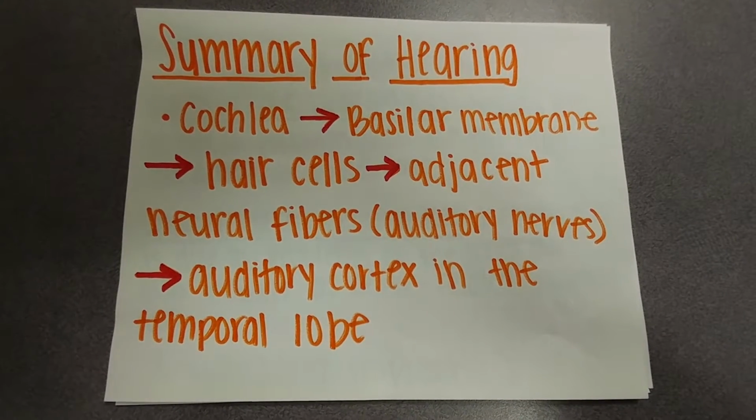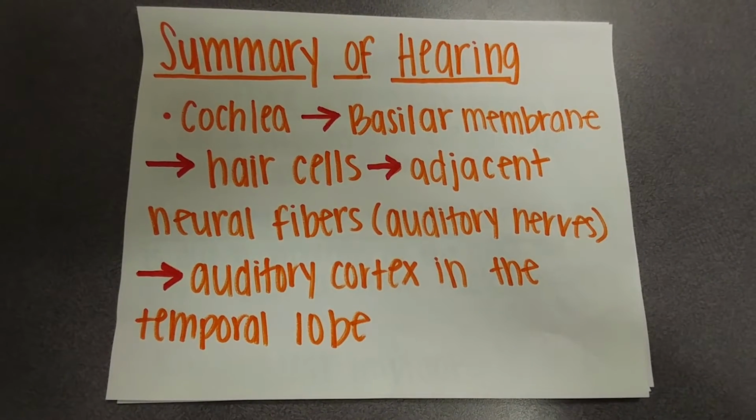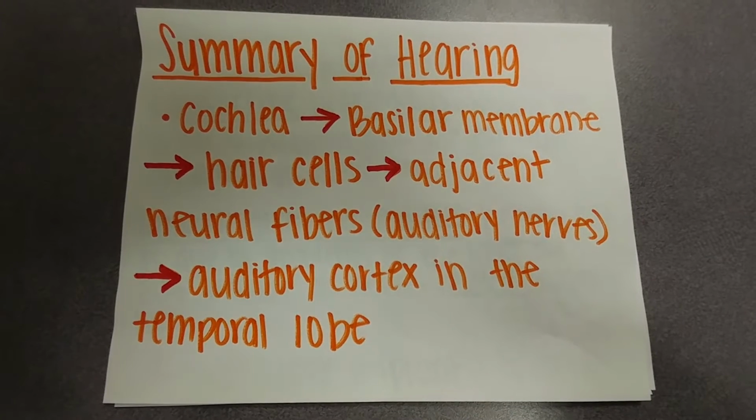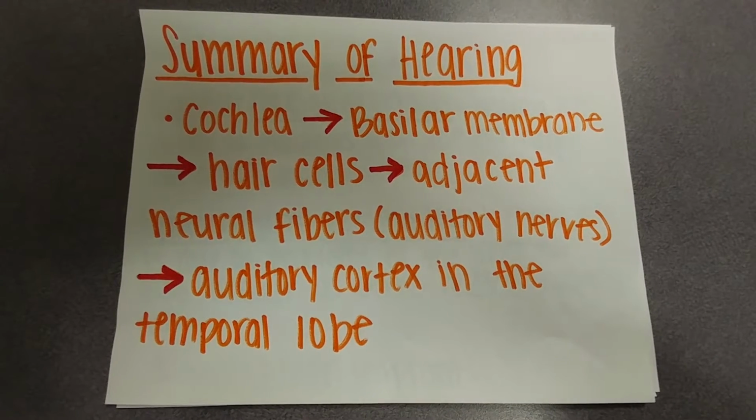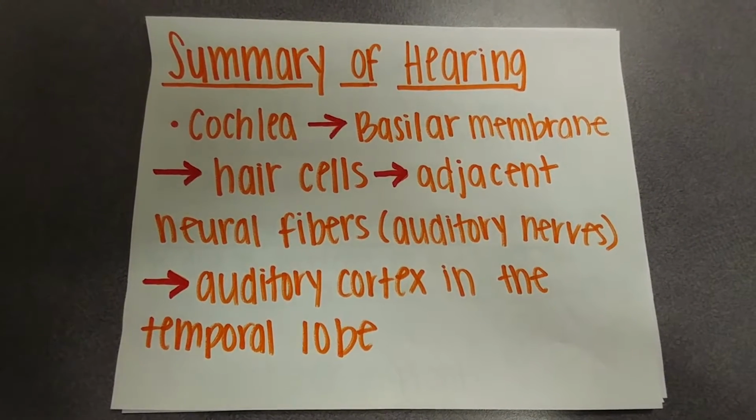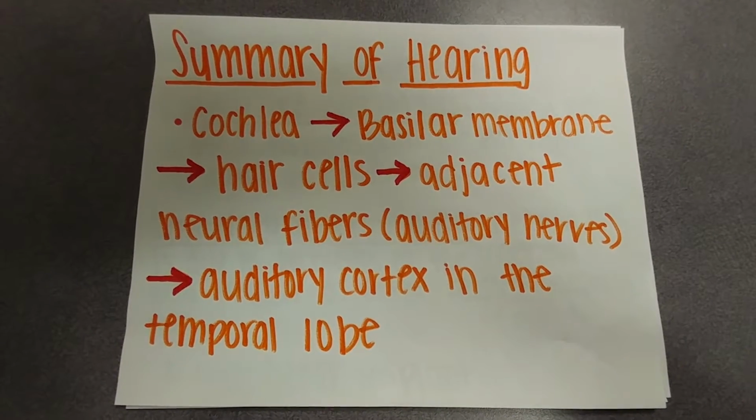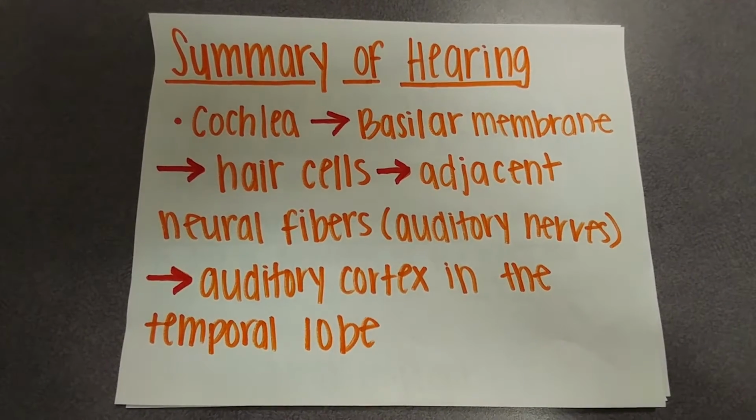Summary of hearing. Hearing starts when vibrations cause the cochlea's membrane to shake. This causes ripples in the basilar membrane, bending the hair cells lining the surface. Hair cells convert the messages into neural signals that are sent by the auditory nerves to the auditory cortex and the temporal lobe.